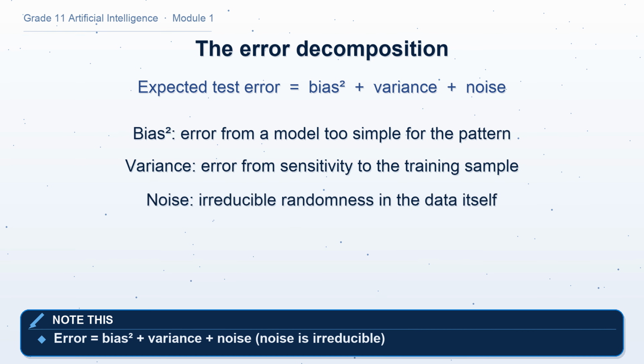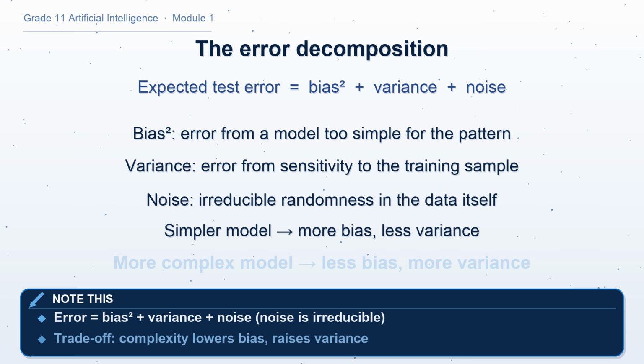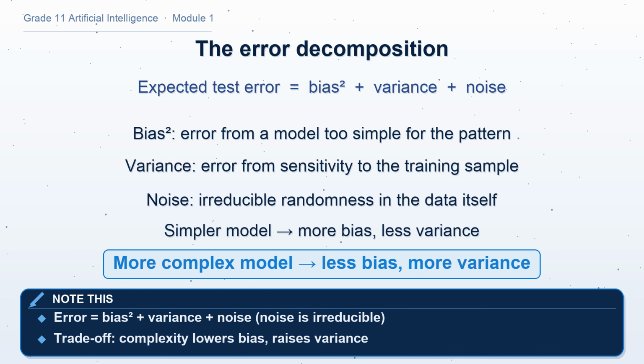Now watch the trade-off. A simpler model has more bias but less variance. A more complex model has less bias but more variance. Total error is smallest, not at either extreme, but at the balance point between them. Finding that balance is the central craft of machine learning.